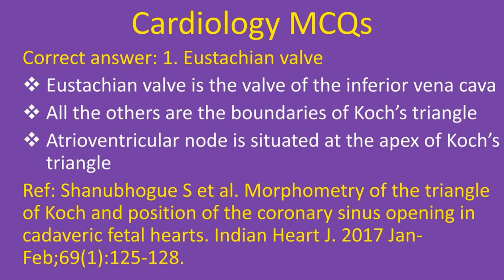Eustachian valve is the valve of the inferior vena cava. All the others are the boundaries of Koch triangle. Atrioventricular node is situated at the apex of Koch triangle.